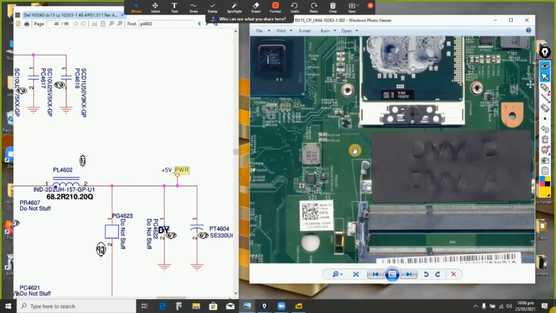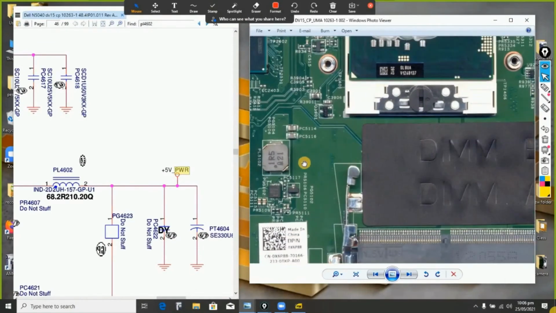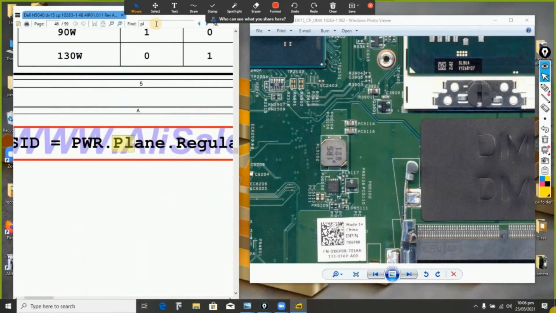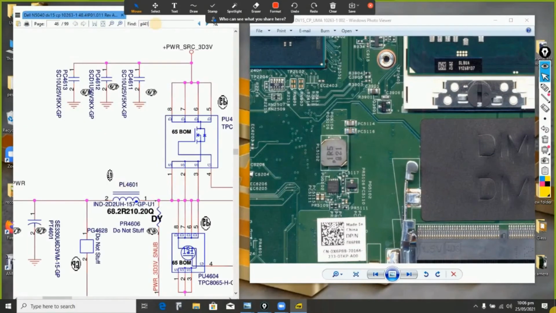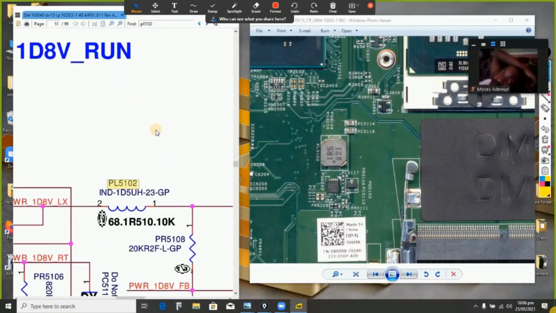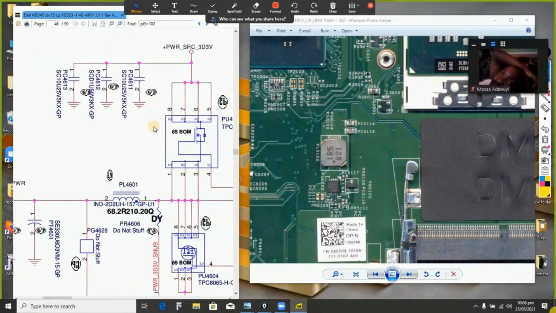So what is the voltage I should be getting at this coil as well? I will check the location of this coil. This is PL5102. If I come here now and punch in PL5102, 5102, you should notice the same coil symbol.